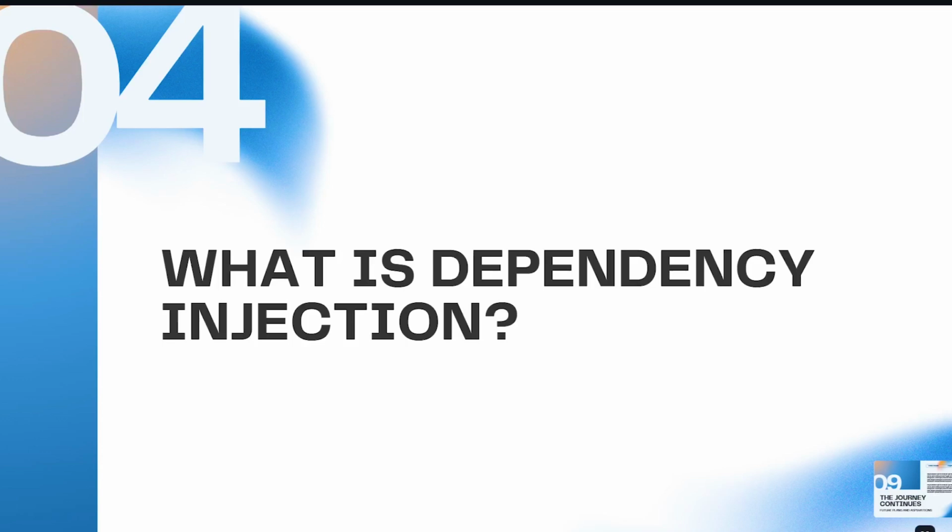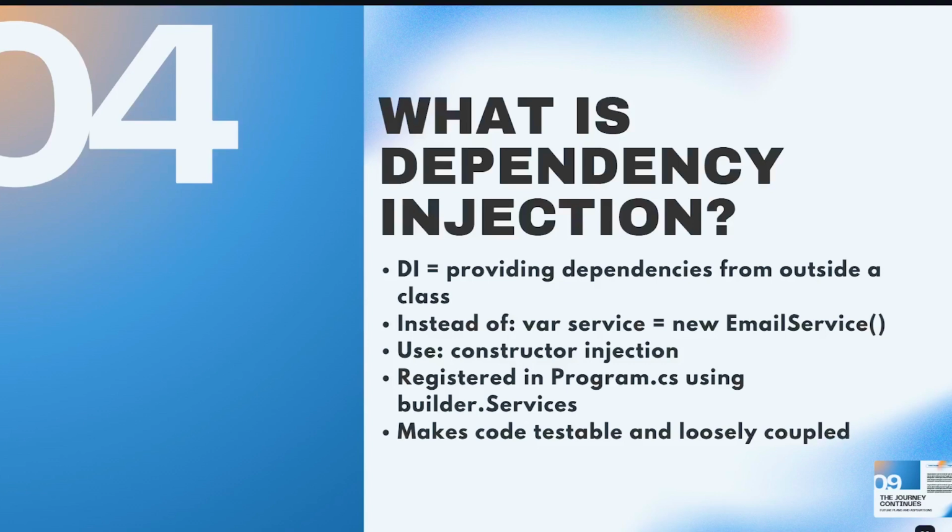Now we have the fourth very important question, which is what is dependency injection and why do we use it? Dependency injection, in short form called DI, is providing dependencies from outside a class. What does it mean by dependency? Let's elaborate these words: anything a class needs to do its job. Let's suppose if OrderService needs EmailService to send emails, then EmailService is a dependency of OrderService.